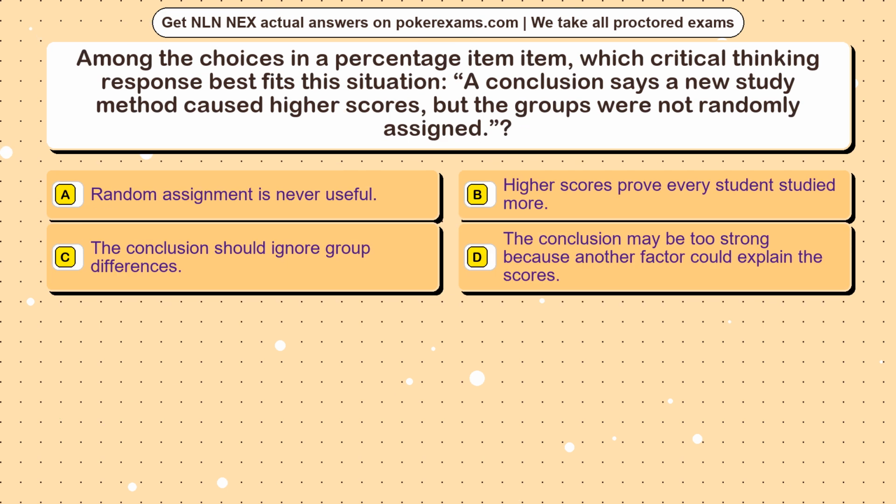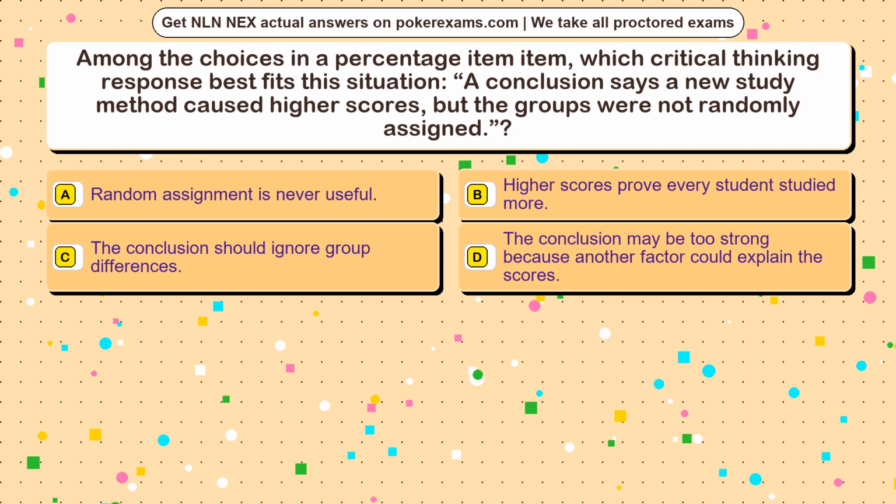Question 15. Among the choices in a percentage item, which critical thinking response best fits this situation? A conclusion says a new study method caused higher scores, but the groups were not randomly assigned. Option A. Random assignment is never useful. Option B. Higher scores prove every student studied more. Option C. The conclusion should ignore group differences. Option D. The conclusion may be too strong because another factor could explain the scores.